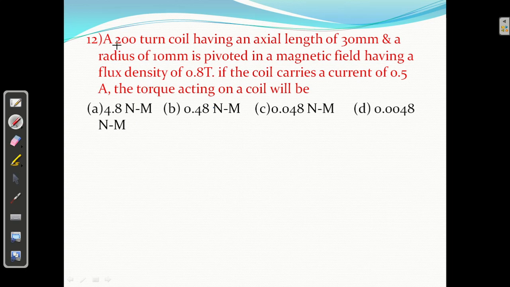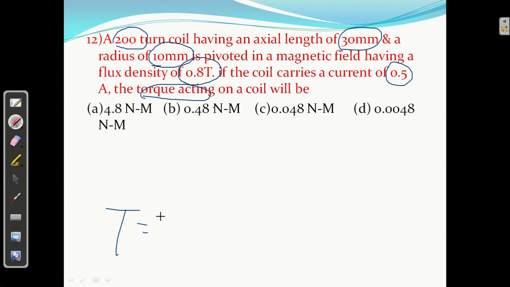Question number 12. A 200 turns coil having axial length of 30 mm and a radius of 10 mm is placed in a magnetic field having a flux density of 0.8 Tesla. If the coil carries a current of 0.5 ampere, the torque acting on the coil will be... they are asking torque. What is a torque?